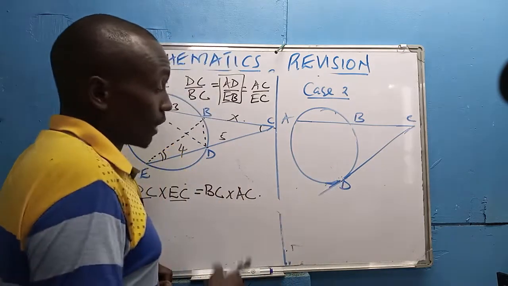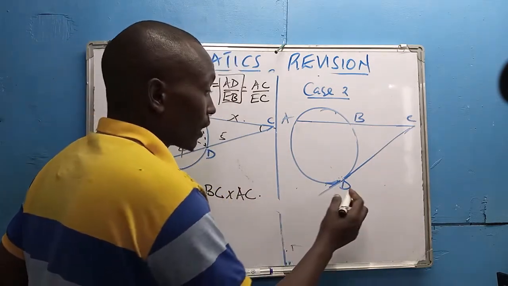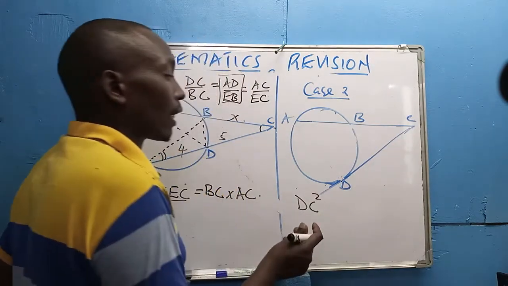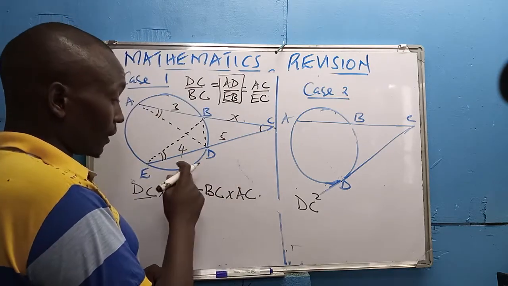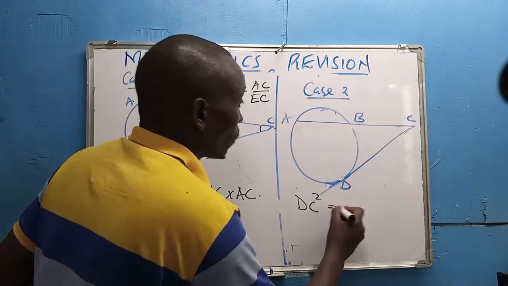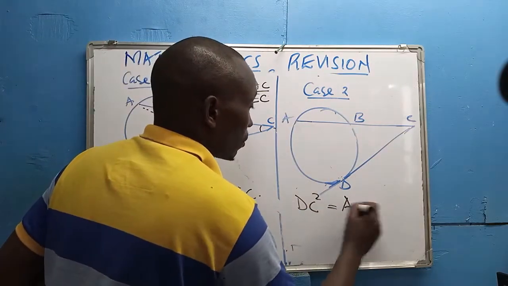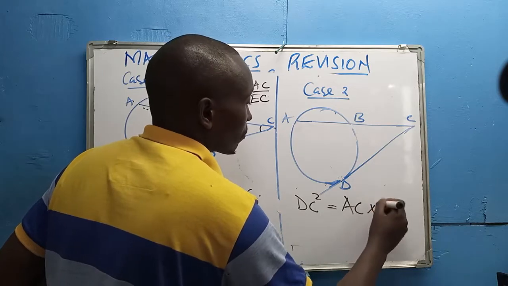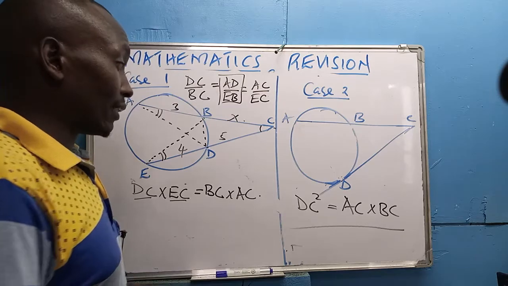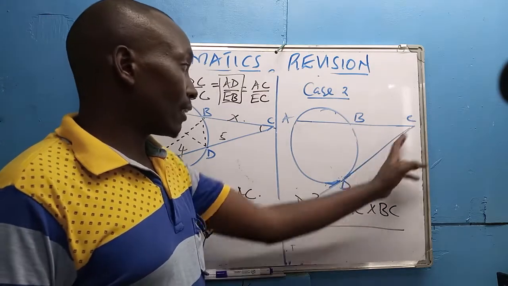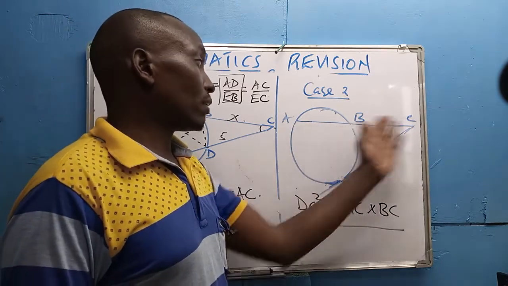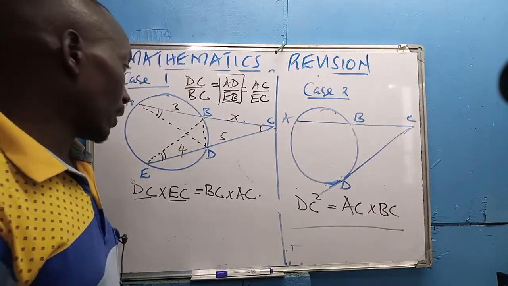Similarly, without much ado, if I have DC, remember now it is like this one, only that now it is cutting here. So it is repeating itself. So DC times DC will be given by AC multiplied by BC. Basically that, as simple as that. To get the formula, get it well. If I have a tangent, the tangent length to the point of intersection squared equals the whole secant multiplied by the outer part of the secant there.